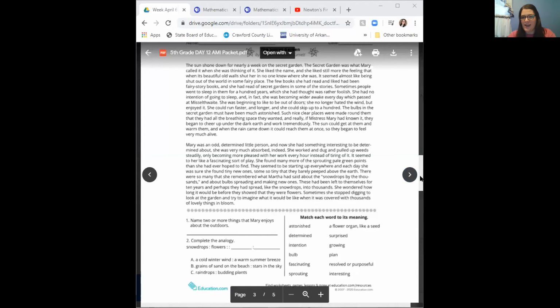Option 3 for reading, they actually give you a passage to read in your packet with questions to answer. It's the same thing as yesterday's with the Peter Pan, except it's a different reading passage. So I'll share the screen with you again. There's a lot of screen sharing nowadays.